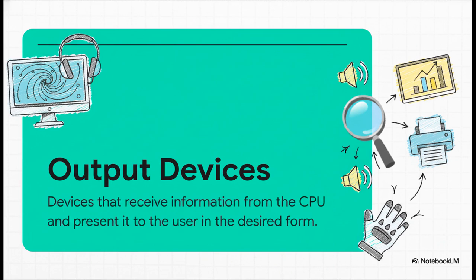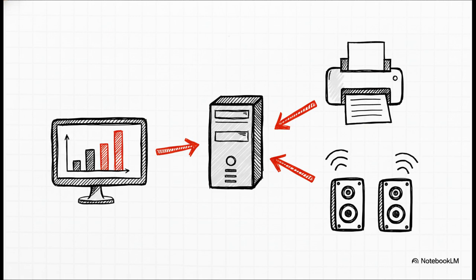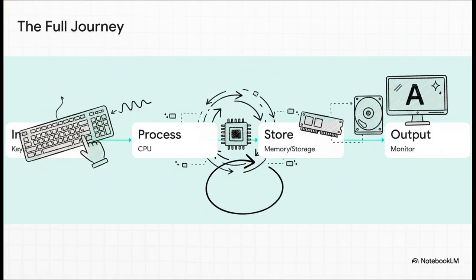Output devices are what take all those digital signals from the CPU and translate them back into something we humans can understand. Light on a screen, ink on a page, or sound in the air. Your monitor is the big one, of course. It gives you a soft copy of the information. If you want a hard copy, well, that's what a printer's for. And of course, speakers give you audio. These devices are the final destination, the end of the line for our data's journey, making all that internal work actually useful to us.